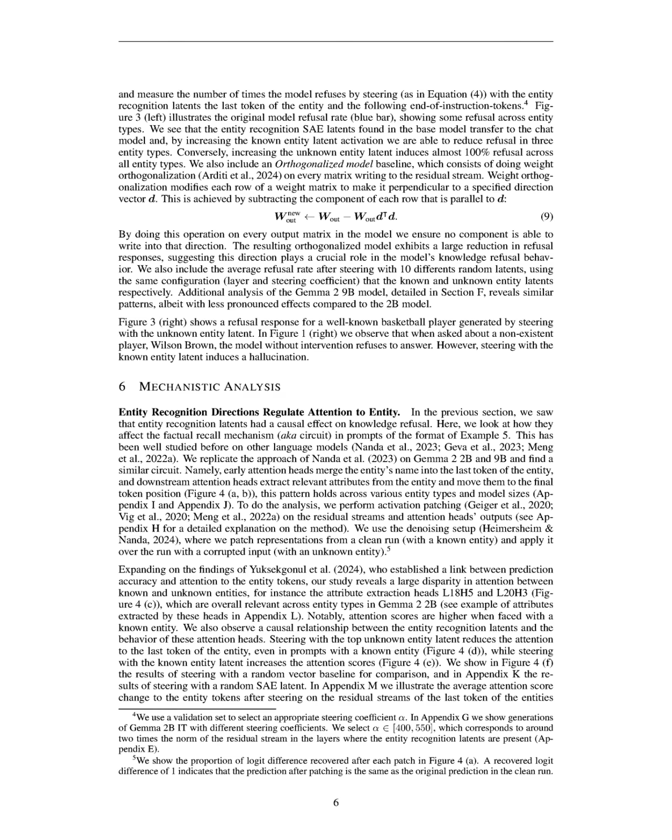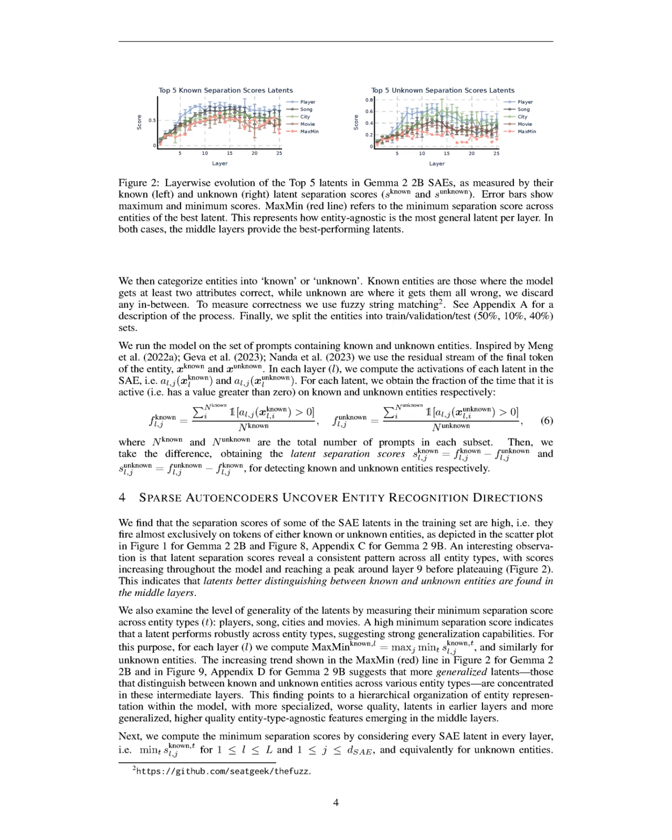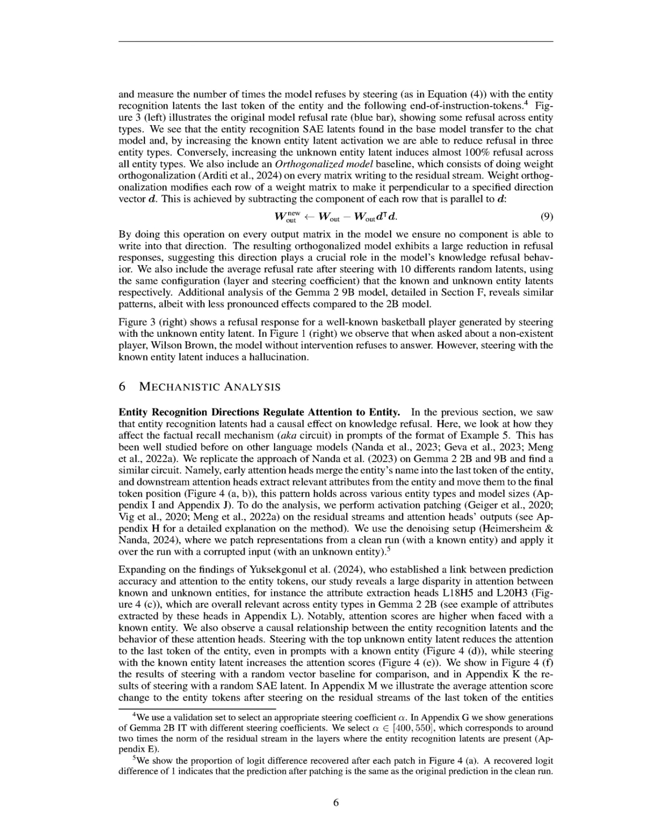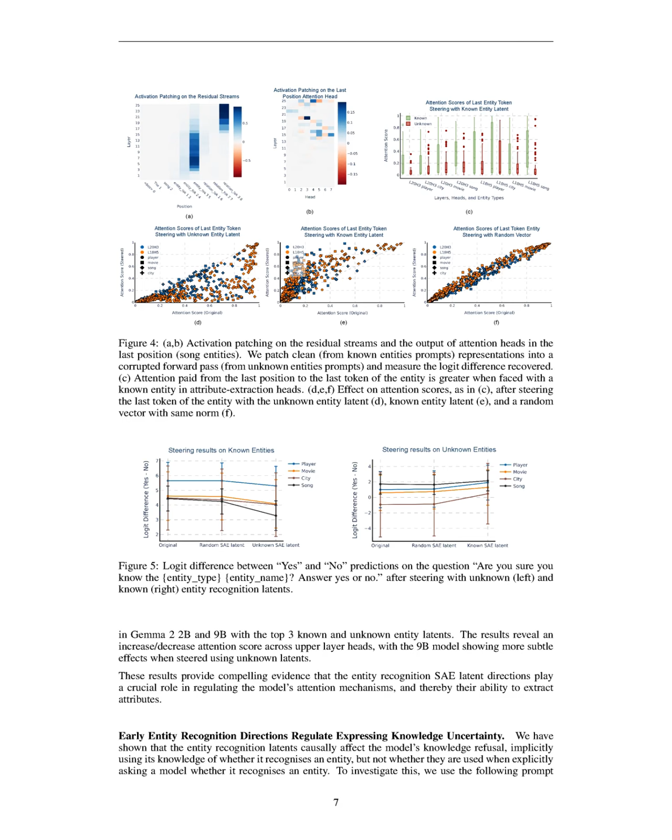Furthermore, our reliance on fuzzy string matching to measure correctness could introduce inaccuracies, particularly in distinguishing between closely related attributes. These limitations highlight the need for further exploration into the hierarchical organization of entity representations and the development of more robust evaluation metrics. Future research could focus on enhancing the generalizability of entity recognition latents and investigating alternative methods for assessing model uncertainty and factual accuracy.